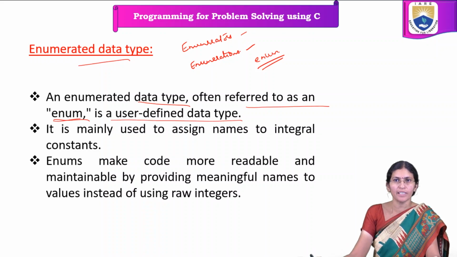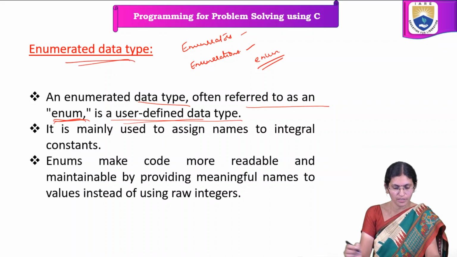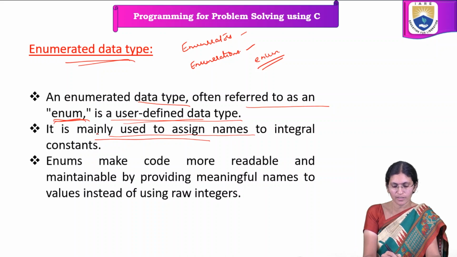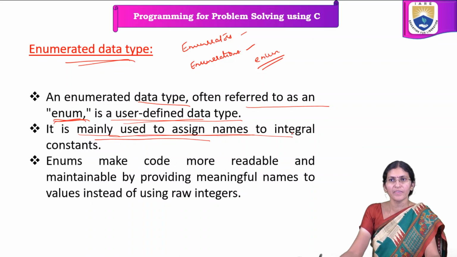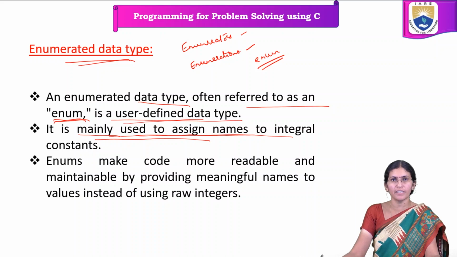We have seen there are different data types: primitive data type, user-defined data type and derived data type. In the category of user-defined data type, this enum comes into picture. This is the definition of an enumerator or enumeration: it is a user-defined data type which is used to assign names to integral constants.